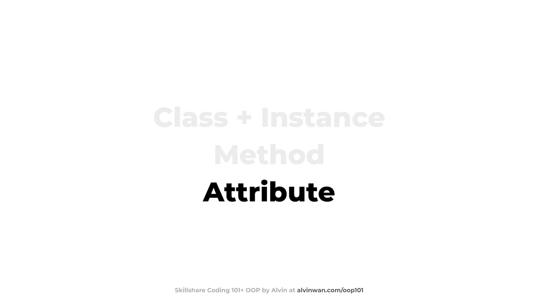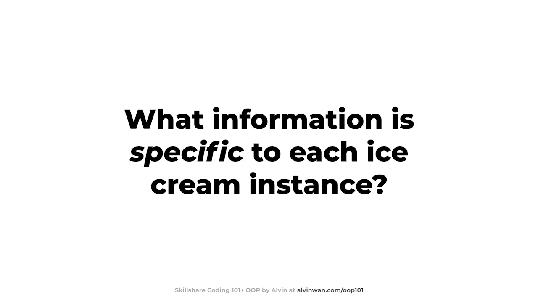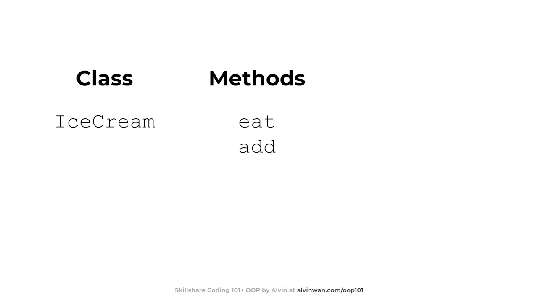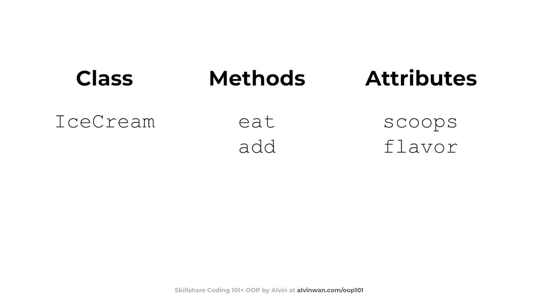Attributes are pieces of information. We'll first focus on information that is specific to an instance, or a serving of ice cream. Back to our ice cream example, what information is specific to each ice cream instance? First, the number of scoops left may differ between ice cream instances. Second, the flavor of ice cream may differ between ice cream instances. In OOP terminology, we design our ice cream class to include the eat and add scoop methods. It also includes attributes for the number of scoops left and the ice cream flavor. And that's it. These are the building blocks of object-oriented programming.